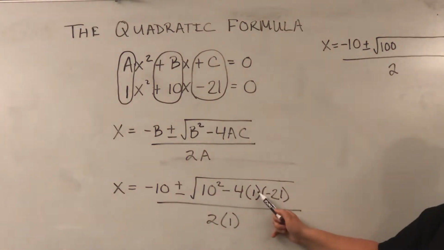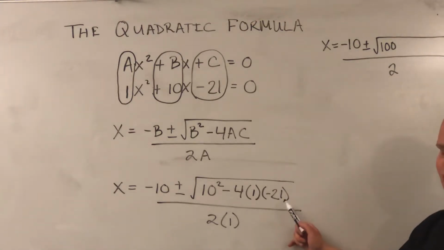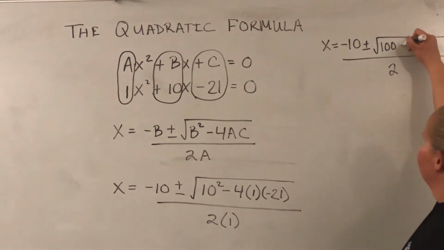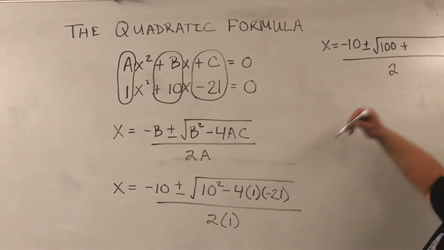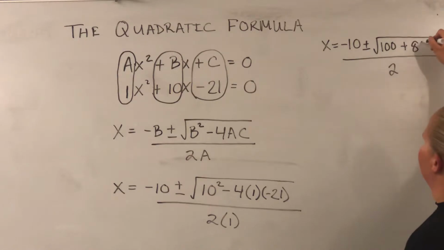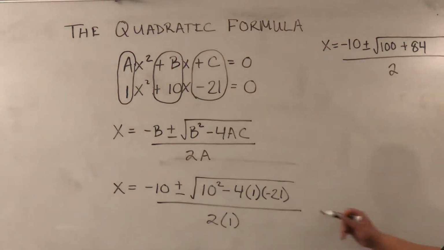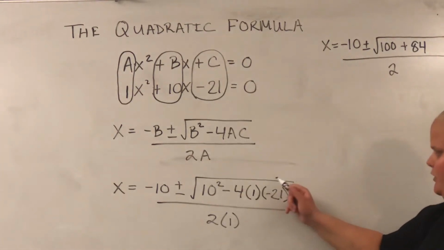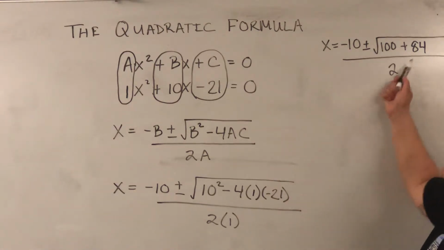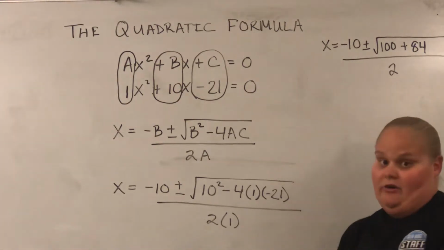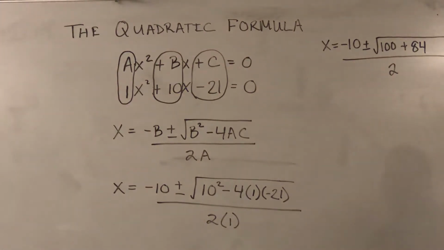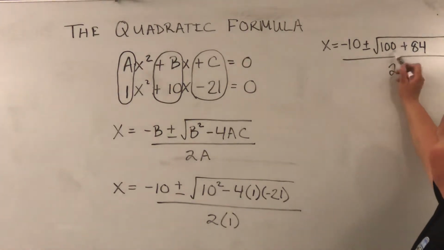Negative 4 times 1 is negative 4. And then negative 4 times negative 21. Negative times a negative is going to be positive. 4 times 21 is going to be 84. Okay? Negative 4 times positive 1 times negative 21 is going to be a positive 84. If you're not very confident with negative numbers, use a calculator. It's all right. It's there for your use. So now we just have to simplify this.